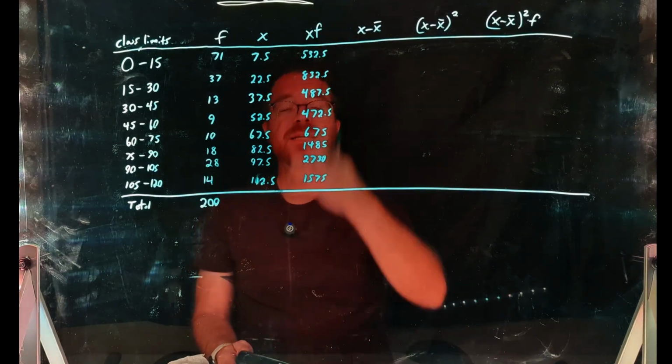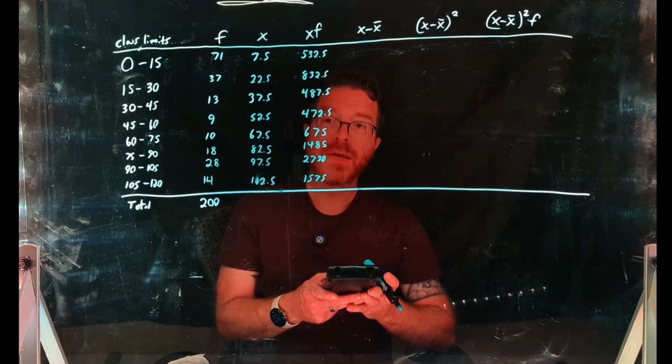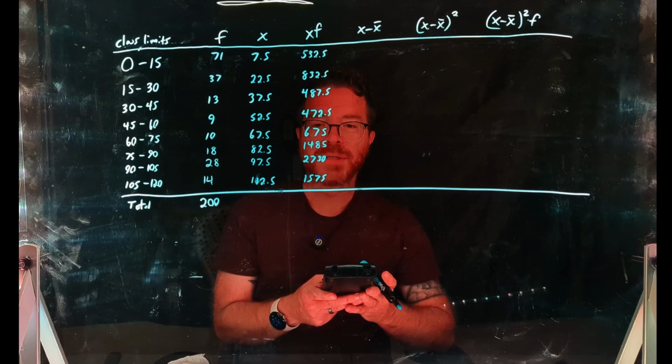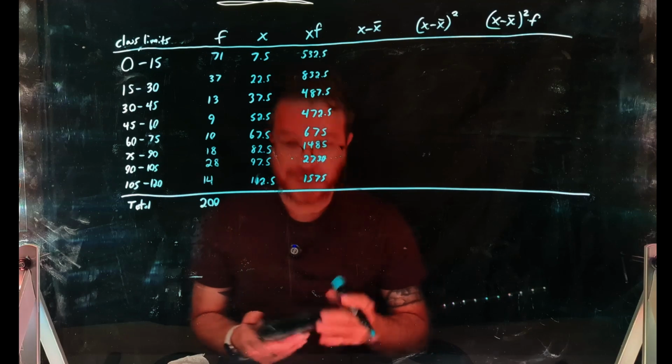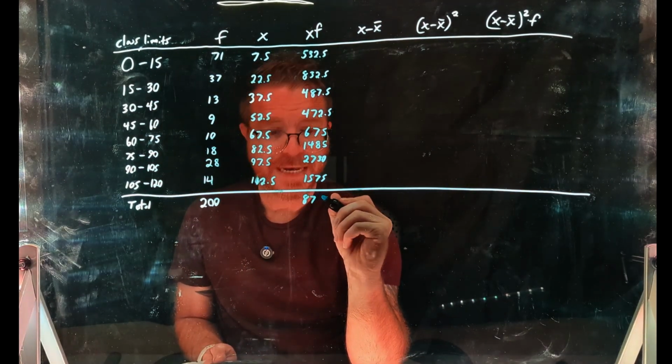So now I'm going to take the total of all of these. So I'm going to get 532.5 plus 832.5 plus 487.5 plus 472.5 plus 675 plus 1,485 plus 2,730 plus 1,575. We add all this up together, we get 8,790.